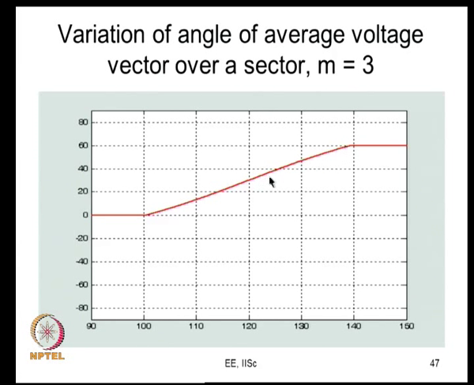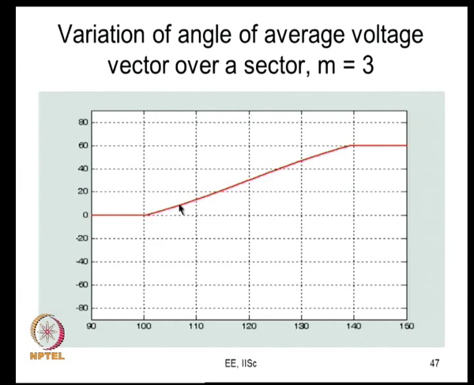Obviously, this is faster than the fundamental angular velocity. If you look at the fundamental angular velocity, the fundamental average voltage vector will be going like this. But when you are looking at the average voltage vector, that is the voltage vector averaged over every subcycle, that vector really moves like this.